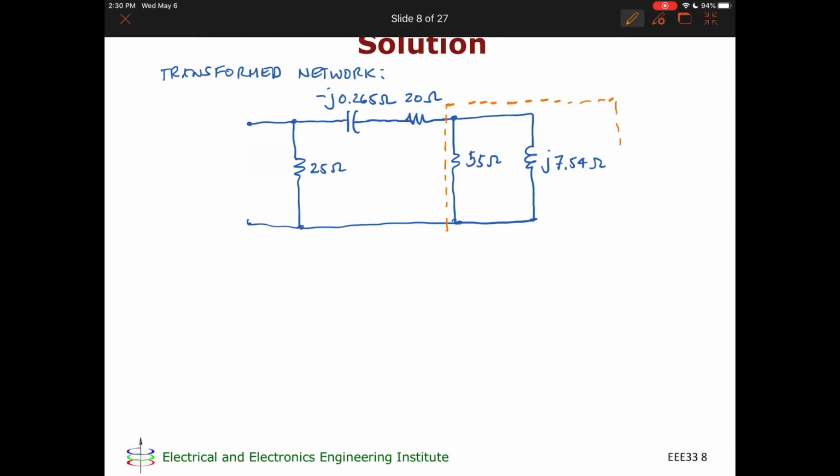Let me make the parallel combination between my 55 ohms and my 7.54 ohms be equal to Zx. Okay? And let me make the series combination between my minus j0.265 ohms and 20 ohms equal to Zy.